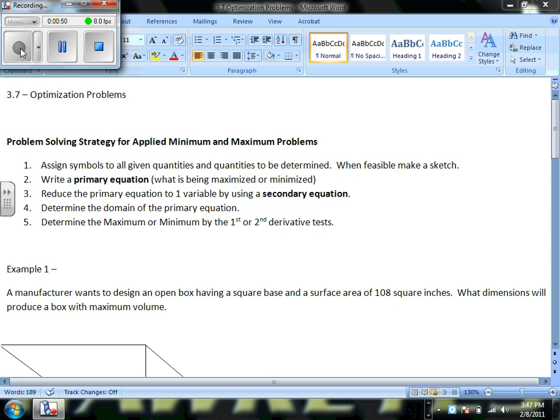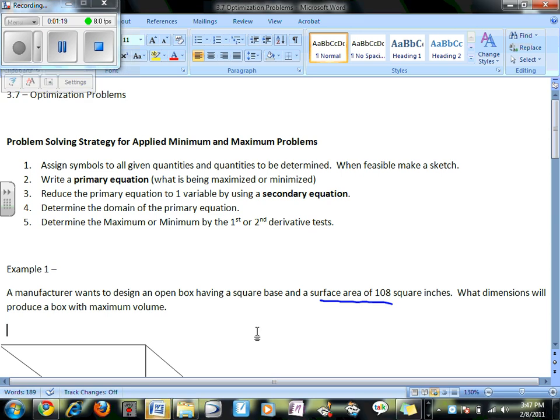Then in most cases, our primary equation is going to have two variables. If it has two variables, we need to reduce that primary to just one variable by using a secondary equation. A secondary equation is probably some stipulation that the problem gives us that we have to abide by. If you look down here in our next example, it gives us a stipulation that we can only have a surface area of 108 square inches. That's going to be a secondary equation. You'll see that here in a little bit.